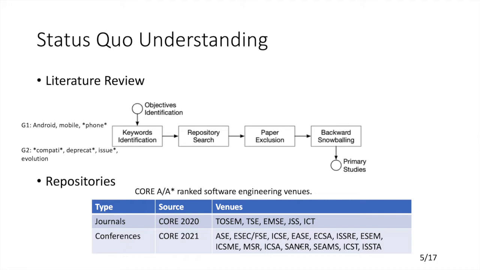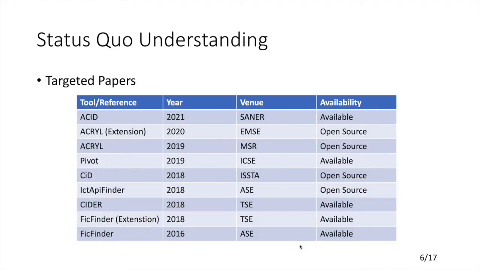In total, we have 19 venues, 5 journals and 14 conferences, applying the keywords to search for relevant publications. Finally, we targeted 9 relevant papers listed in the table, which involve 7 artifacts, and there are 2 papers published first at conferences and then extended to journal papers.